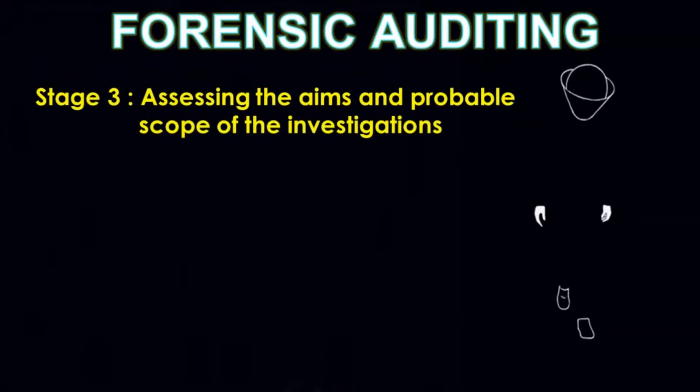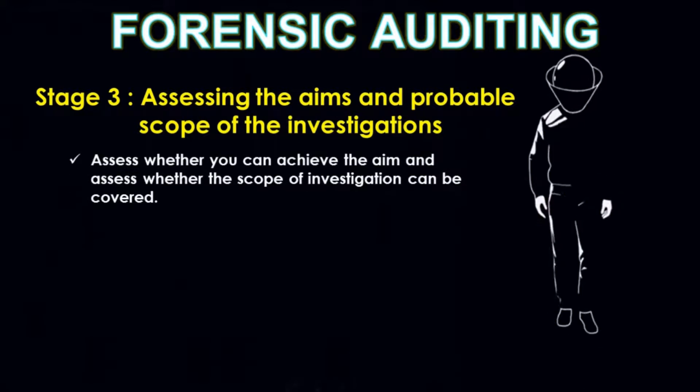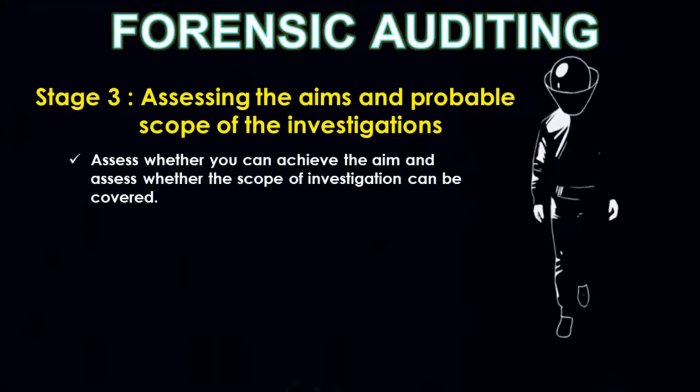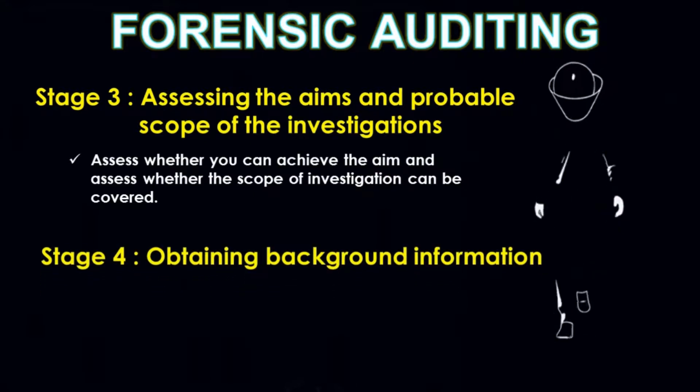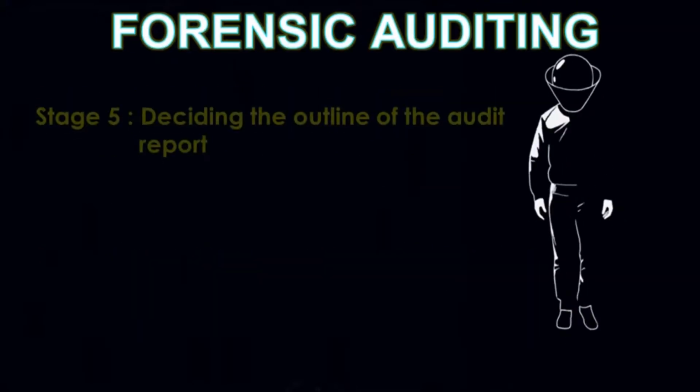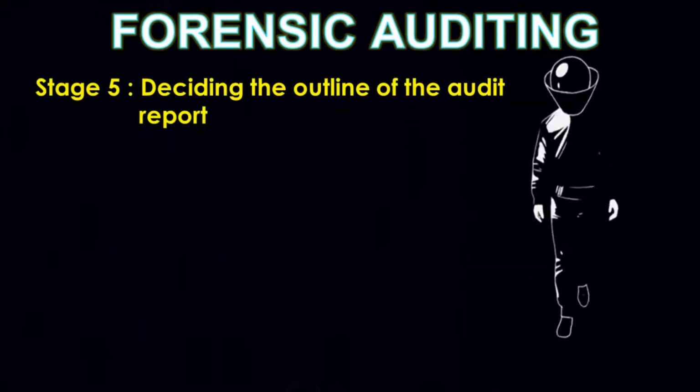Third stage, assessing the aims and probable scope of the investigations. Assess whether you can achieve the aim and assess whether the scope of investigation can be covered. Fourth stage, obtaining background information. Preliminary visits are to be made to gain an overall appreciation of the situation. Fifth stage, deciding the outline of the audit report.